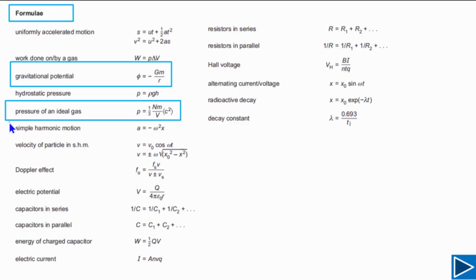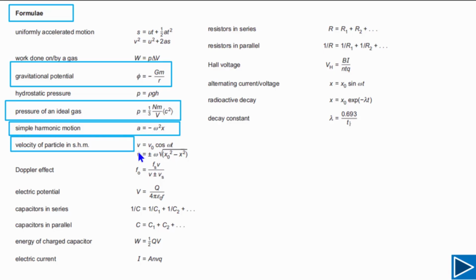Next one is about simple harmonic motion. It's a very important one, and this is the basic formula. Every simple harmonic oscillator has to obey this equation. So this is very important. Simply I can say this is the key formula for simple harmonic motion.